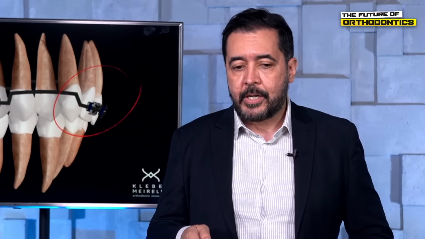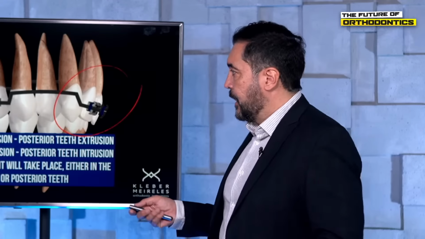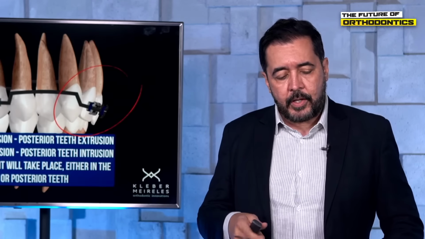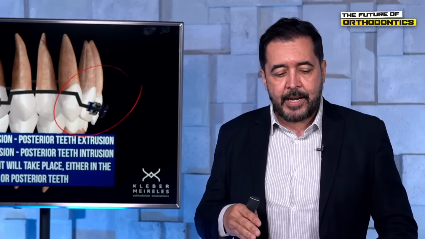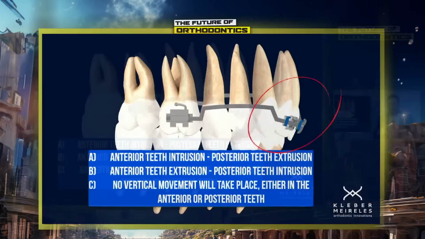Meaning, you measure the magnitude of inclination of posterior and anterior when you insert. Look at that. The options would be, when you do this, anterior teeth intrusion, most of you are going to say that, posterior teeth extrusion. Or option B, anterior teeth extrusion, posterior teeth intrusion. Of course not. You're not saying that. And the third option would be no vertical movement will take place either in the anterior or posterior segment. So what can you say about it?